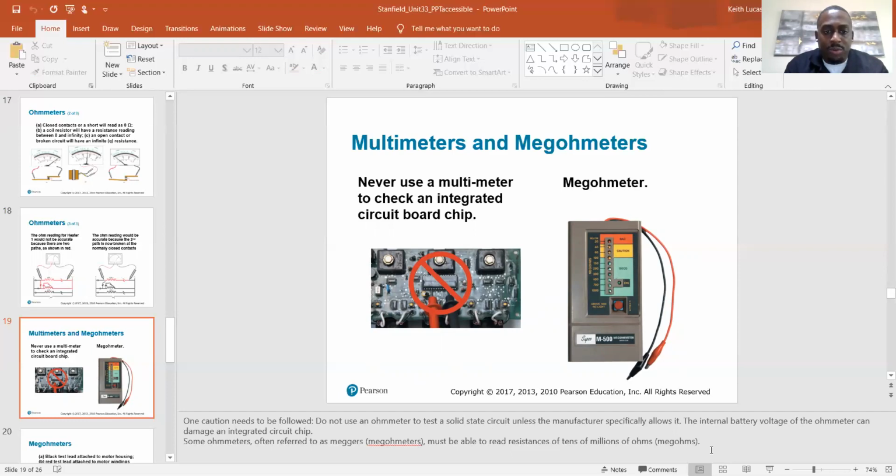Some ohm meters, often referred to as meggers, must be able to read resistance of tens of millions of ohms. So here's a megger right here. I don't own one of these, but I kind of want to get one because it's a clear, easy way, for example if you're testing a compressor, to show the customer the health of their compressor. Because sometimes people get the idea that, well, it turned on, so it must be okay. But this will let you know if your compressor is at the end of its functional life. You can connect your leads to your compressor terminals, and the megger will light up.